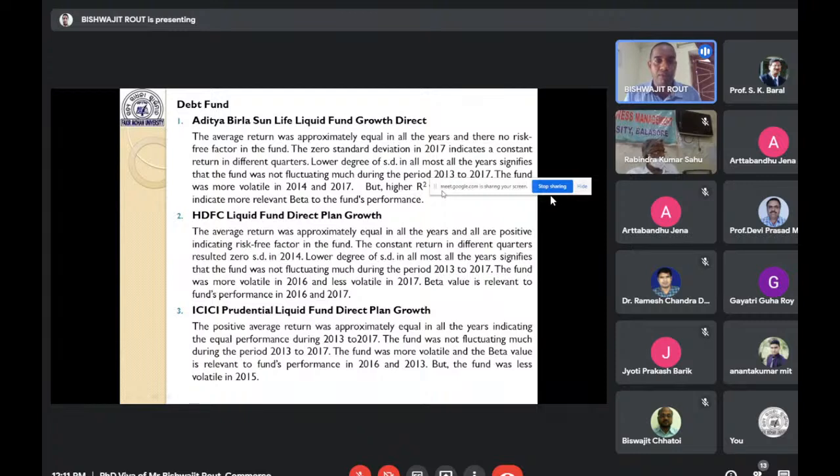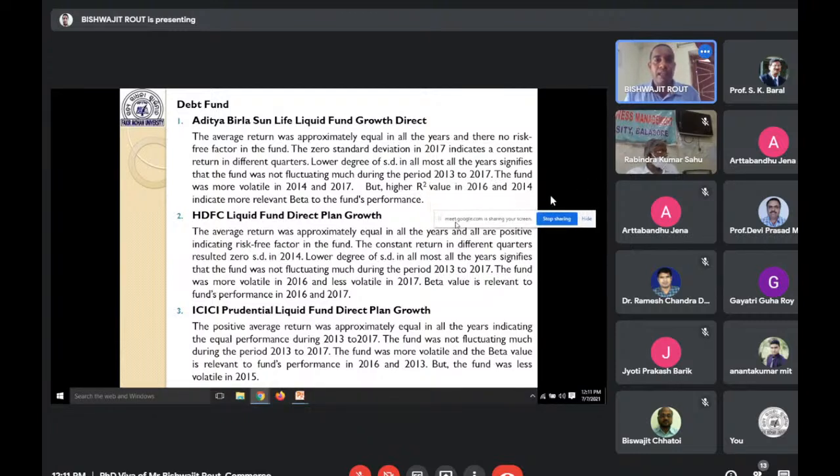The fund was more volatile in 2014 and 17, but the higher R-squared value in 2016 and 2014 indicates more relevant beta to the fund performance. Then next one is HDFC Liquid Fund Direct Plan Growth. The average return was approximately equal in all the years and all are positive, indicating risk-free factor in the fund. The constant return in different quarters resulted in zero standard deviation in 2014.